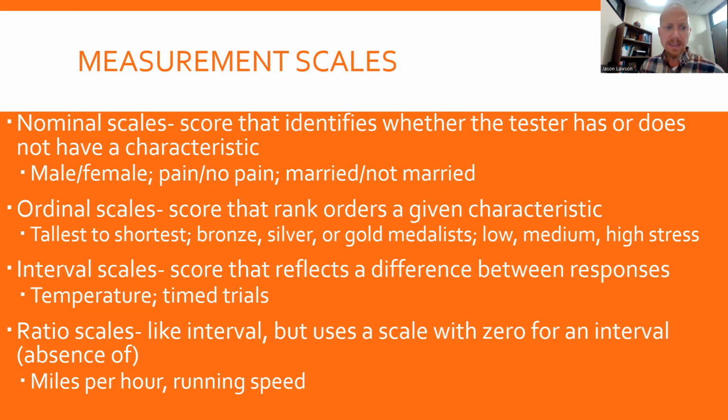Ratio scales can be like interval, but they use a scale with a true 0. So you might have 0 as a score, and that would indicate an absence of a symptom, or that it's never seen or never experienced. Another example of 0 as absence might be miles per hour, running speed. If you have 0 miles per hour, you're not running. So that would be that absence.